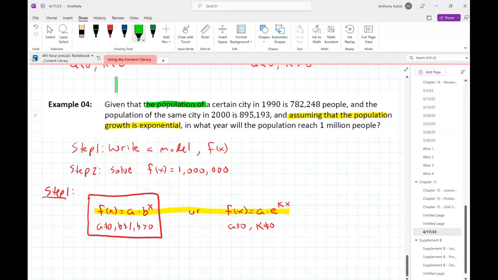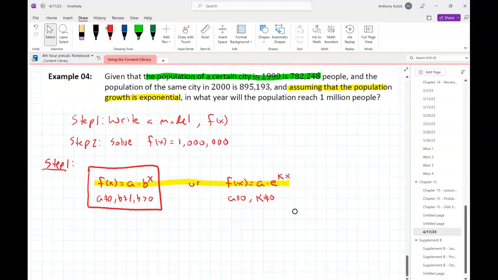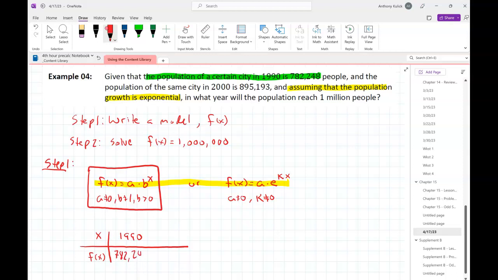So it says that the population of the city in 1990 is 782,248 people. What is that really telling us? Well, that's like an x and an f of x, right? So the independent variable is the year, and the dependent variable is the population. So I can use those like that, right?